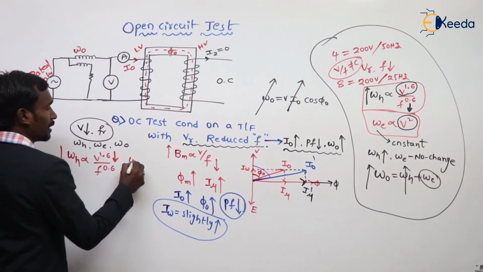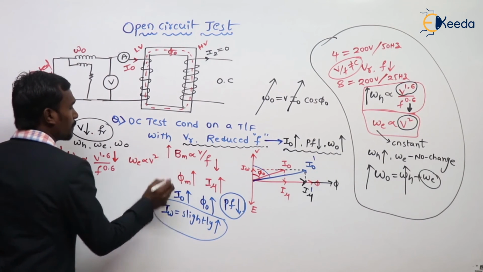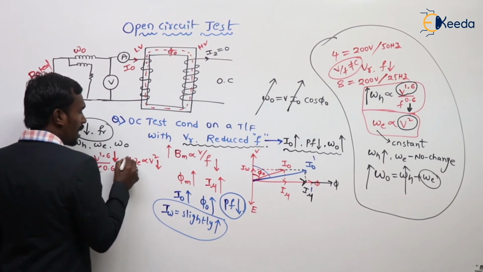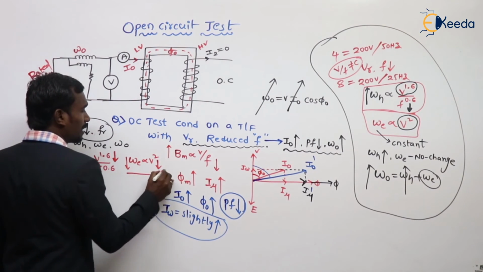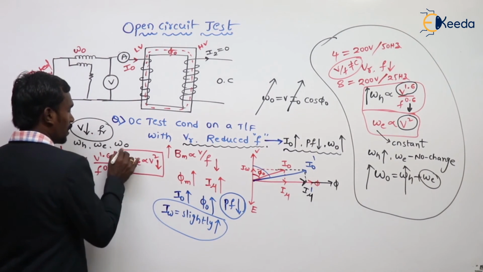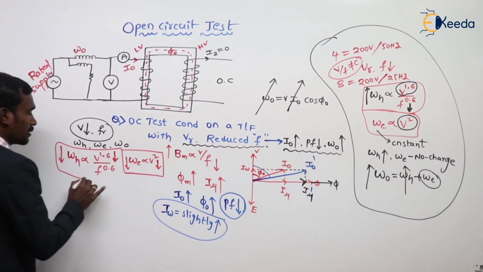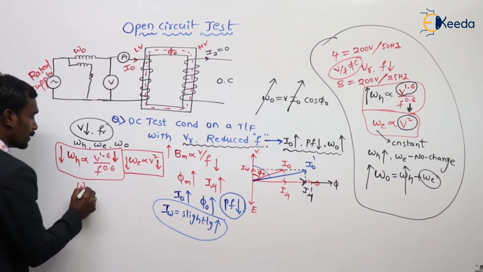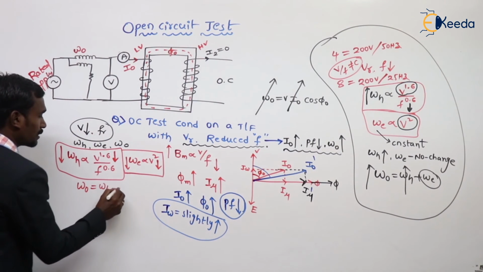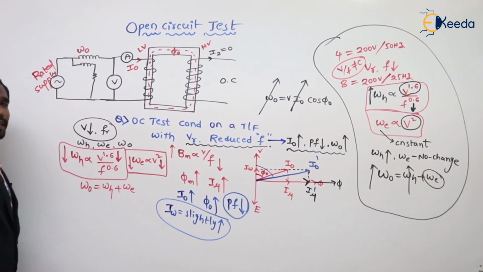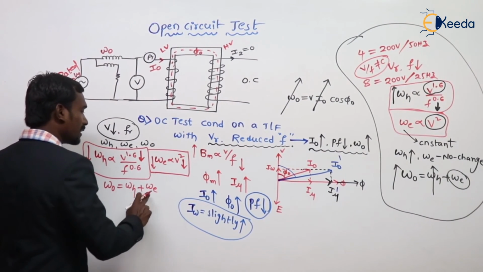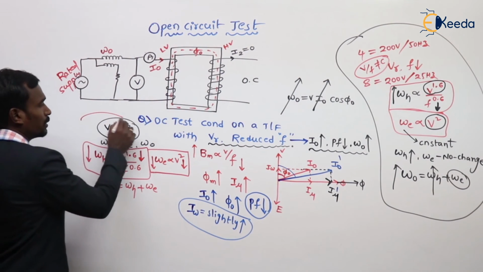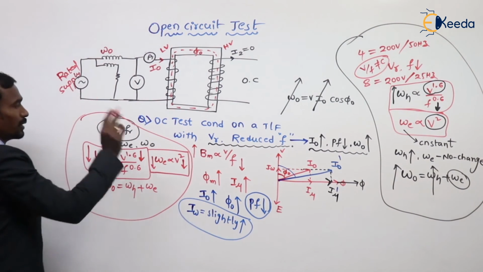What happened to eddy current losses? Eddy current losses are directly proportional to V square. When voltage decreases, automatically eddy current losses also decrease. Now tell me what happened to no load losses? No load losses are nothing but hysteresis and eddy current losses. Hysteresis losses reduce, eddy current losses reduce, so no load losses also reduce.